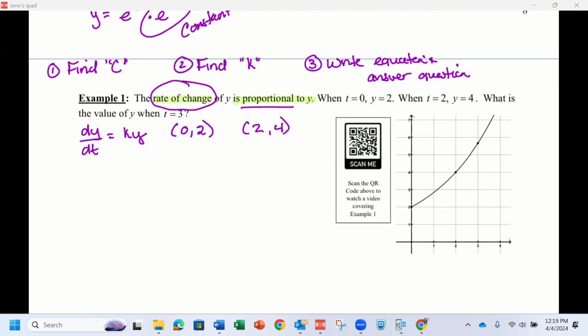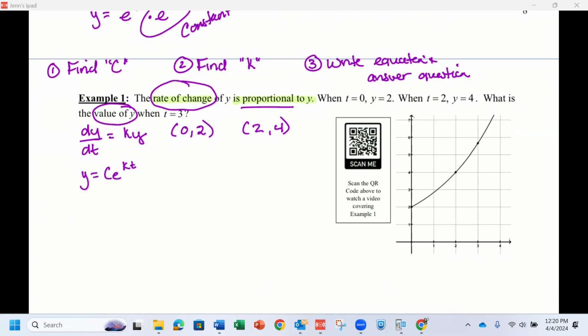They want me to find what is the value of y when t is equal to 3. So they want me to actually calculate the value of y. They're not talking about the rate of change of y. They're talking about what is the value of y. So what I'm going to have to do then is use my formula y is equal to c times e to the kt.